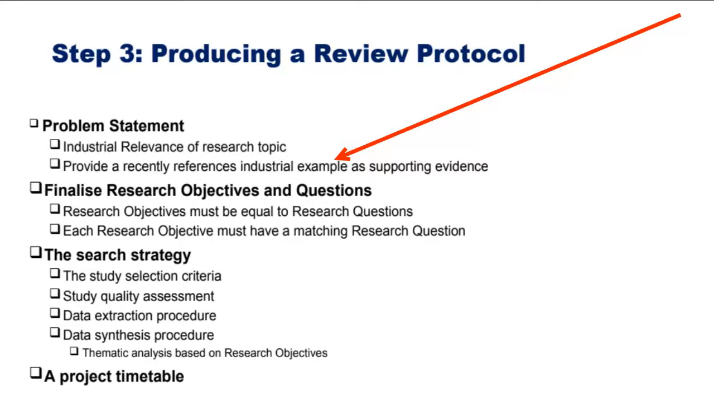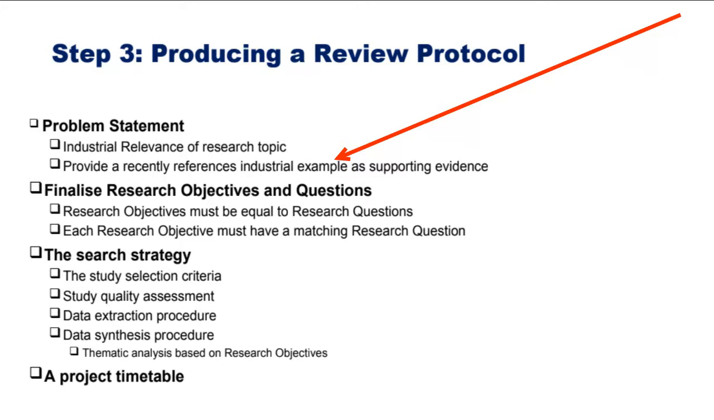Then you are going to finalize your research objectives and questions. These are the objectives of your thesis, basically, of your research. These research objectives would also have questions. These questions are your review questions, or research questions. In a systematic literature review, these questions are called review questions, although I've used the term research question so as not to confuse you.